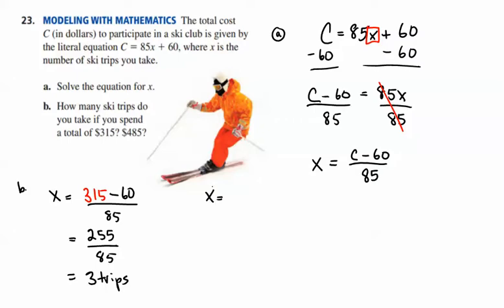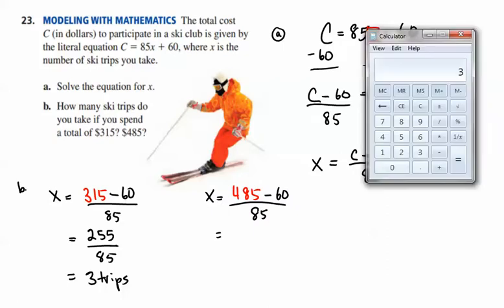For the second one, what would happen if I spent $485? How many trips is included in that? Just by looking at that, you may be able to tell that if 315 was 3 trips, add 85 and we'll get up to 400, add another 85 and we get up to 485, so this one should give us 5 trips.